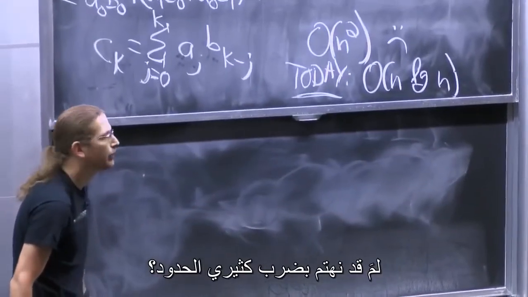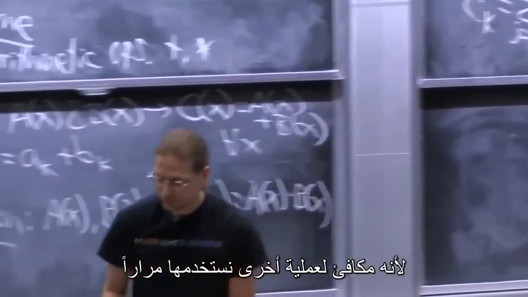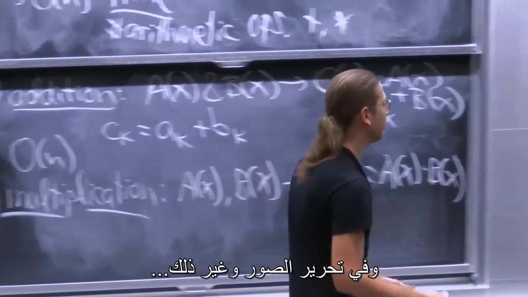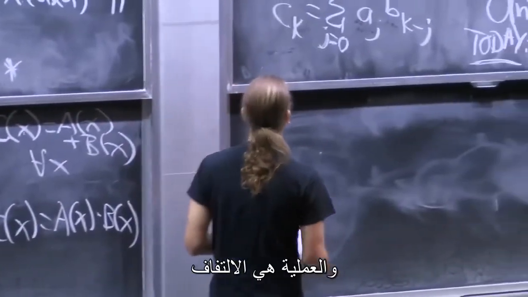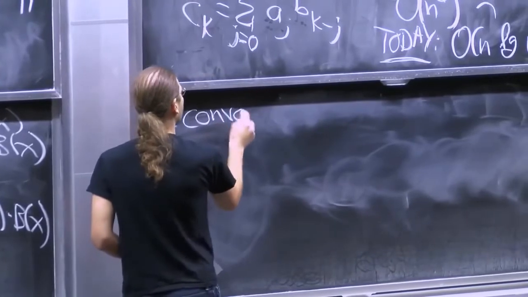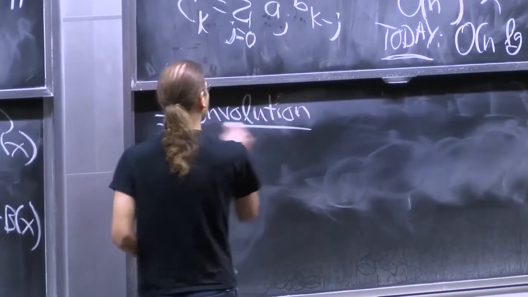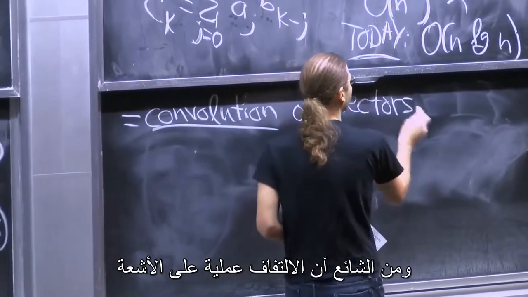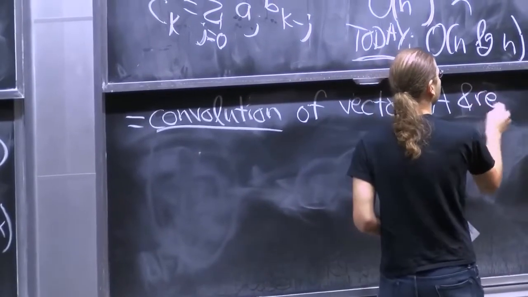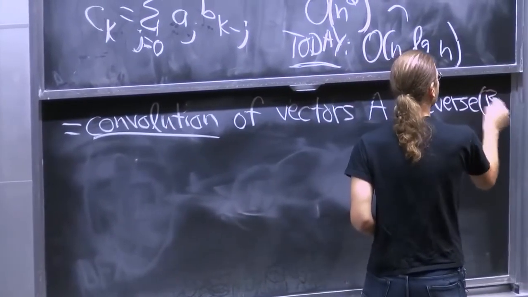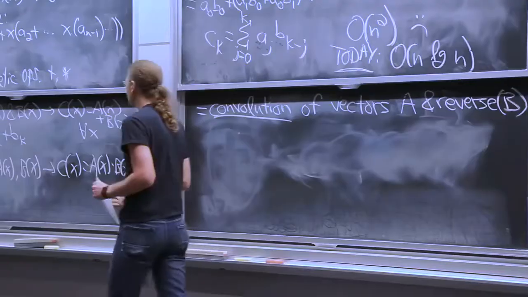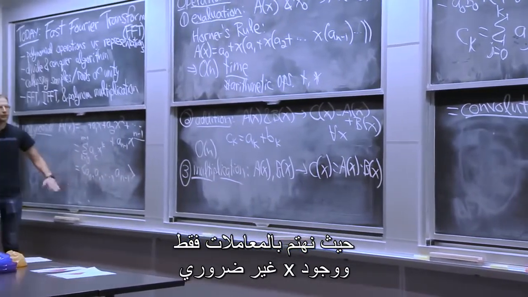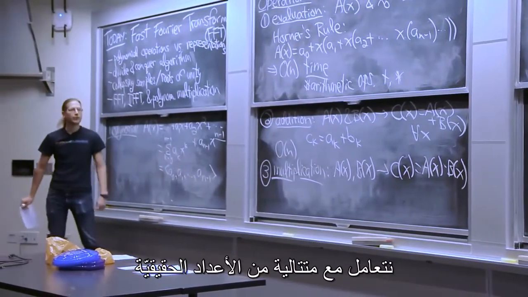Why do we care about polynomial multiplication? Because it's equivalent to another operation which we use all the time in digital signal processing, image editing, all sorts of different things, which is convolution. Convolution is usually thought of as an operation on vectors. So remember this vector notation where we're just thinking about the coefficients, x's are kind of irrelevant, just thinking about a sequence of real numbers.